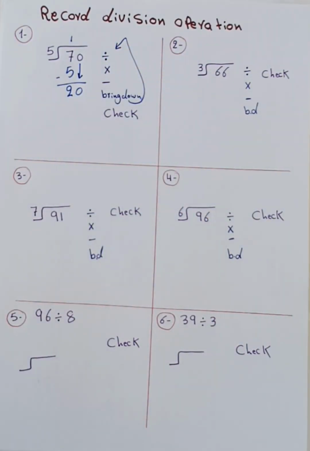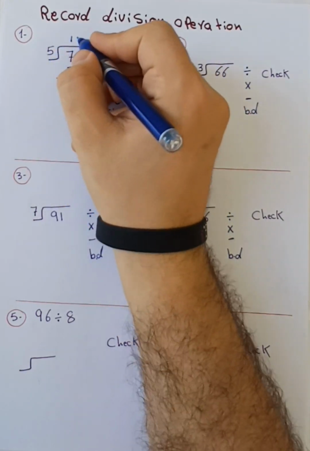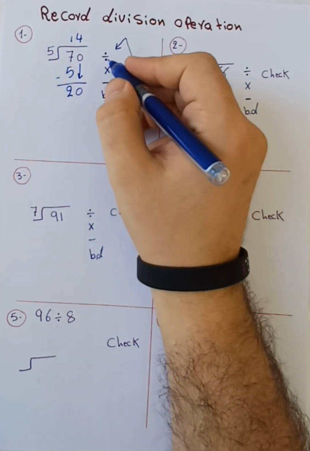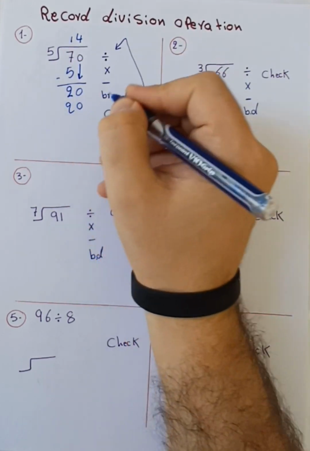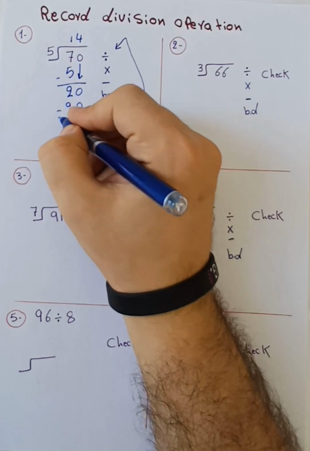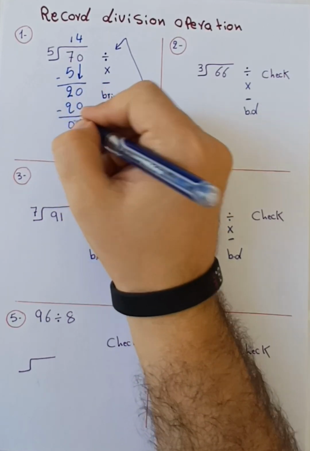After bring down, you have to go back to the first step, divide. 20 divided by 5 is 4. After divide, you have multiply. 4 times 5 is 20. And then after multiply, you have subtract. 0 minus 0 is 0. 2 minus 2 is 0.